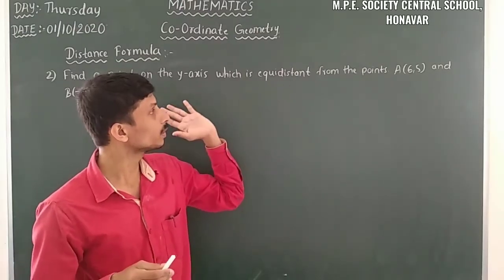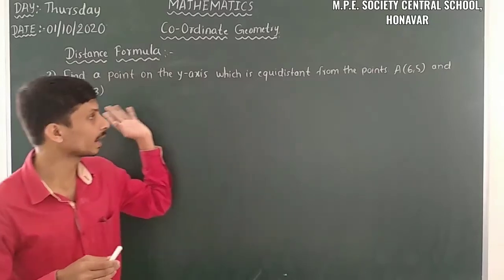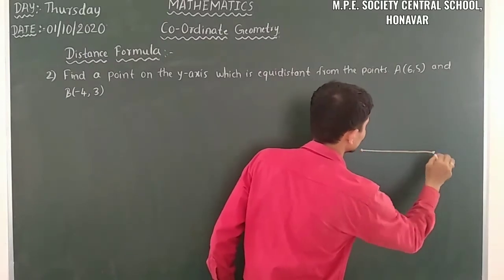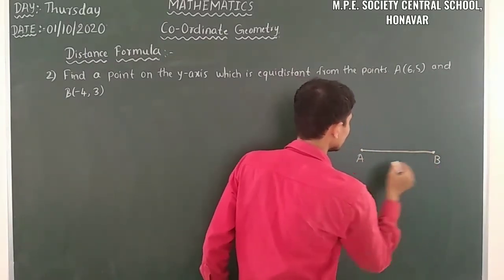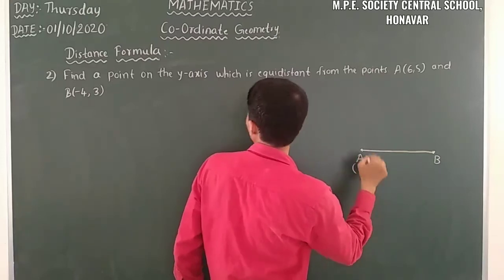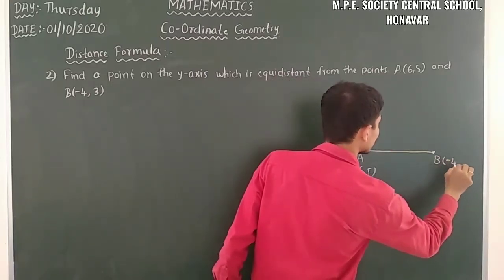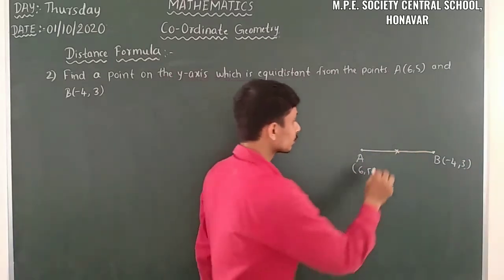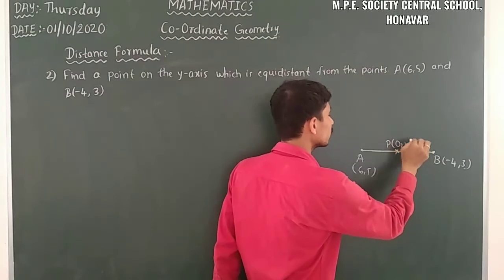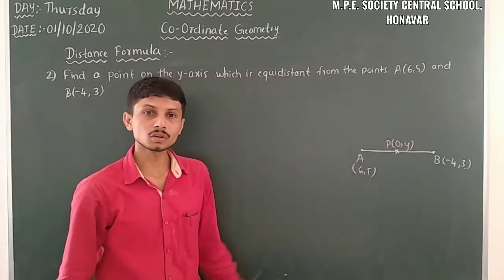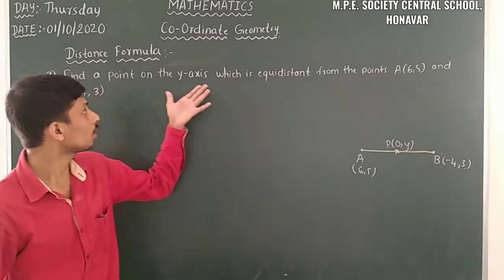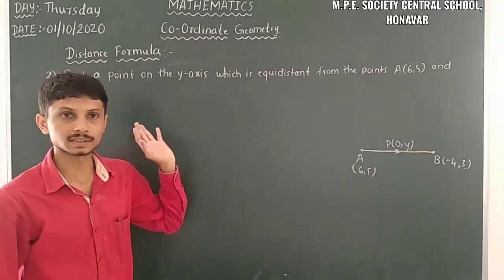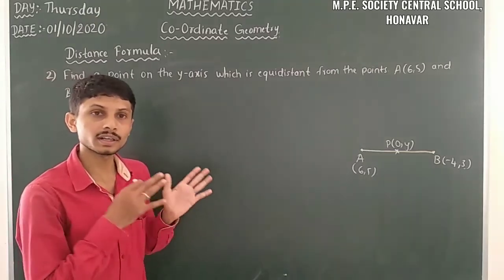So here it is a midpoint that is equidistant from A and B. Here it is A and here it is B: A of (6, 5) and B of (-4, 3). It is located on the y-axis, so P of (0, y) is the required point. We have to find the point on the y-axis here. That means the x coordinate is 0.